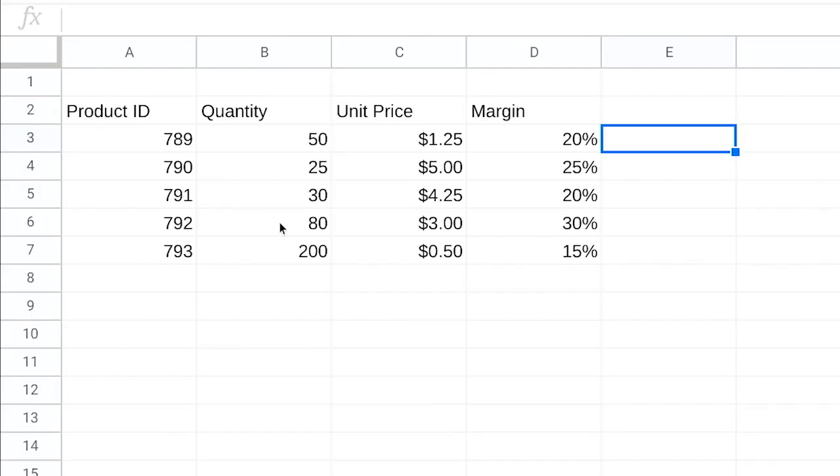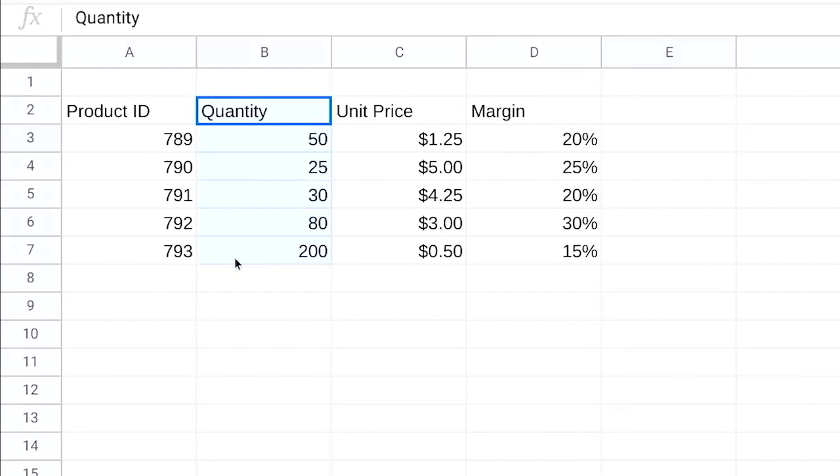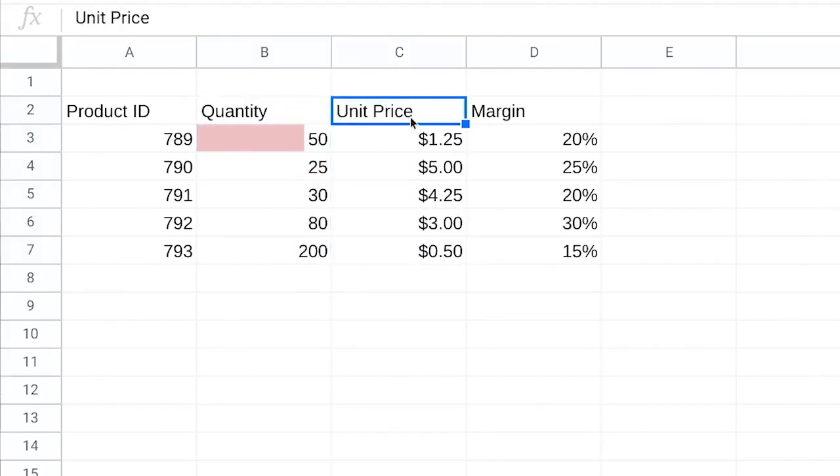So when added to a formula, the SUMPRODUCT function multiplies each of the values in two or more arrays together. For example, each value in the array of cells B3 through B7 can be multiplied by its corresponding value in the array of cells C3 through C7. So B3 times C3, B4 times C4, and so on. It'll then return the sum of all of those multiplications.